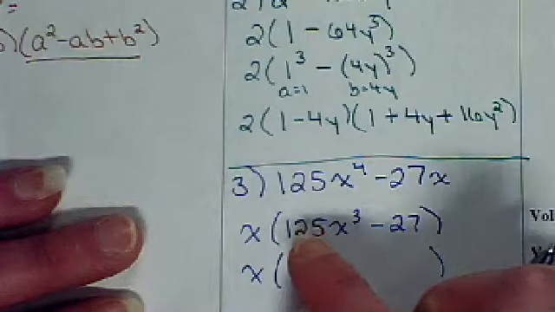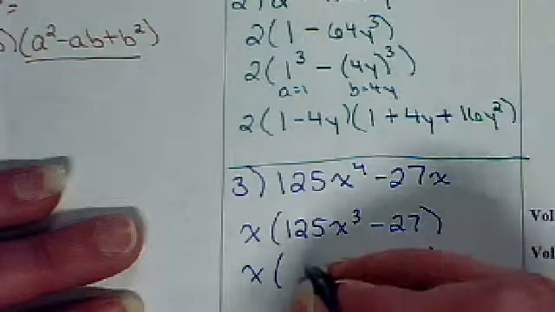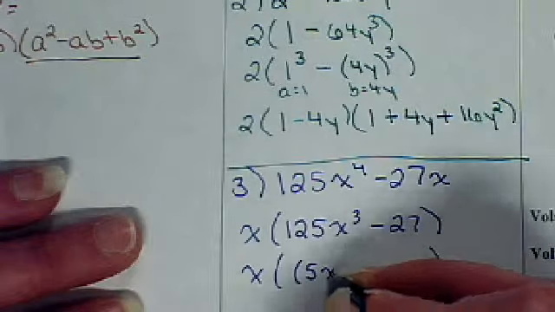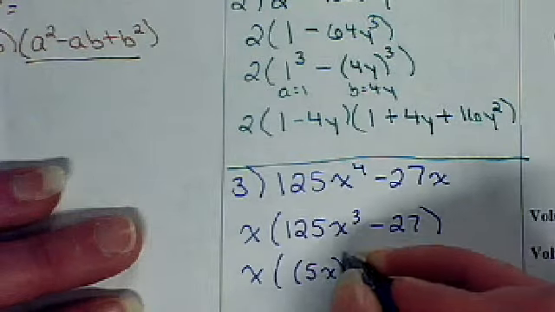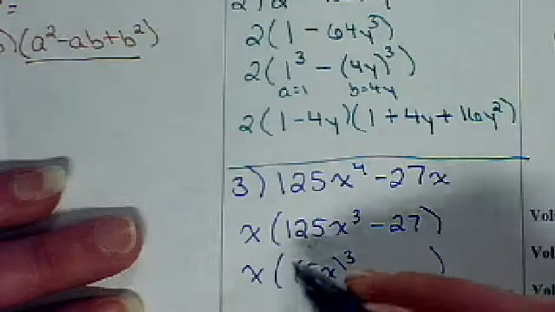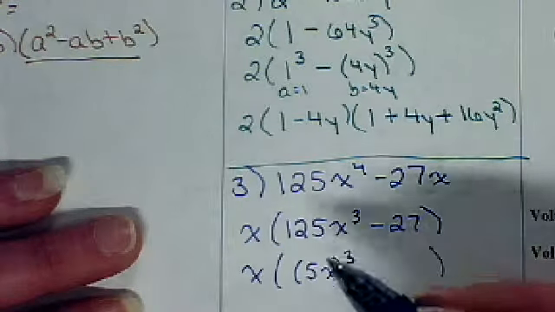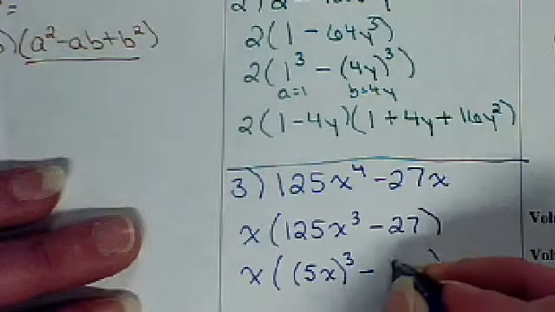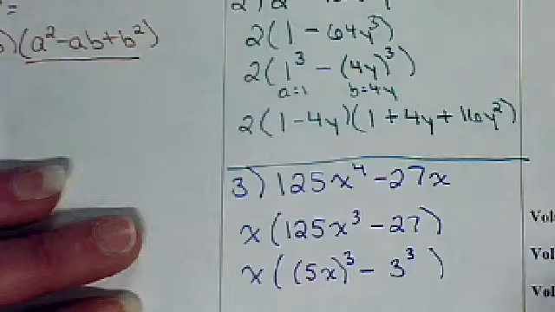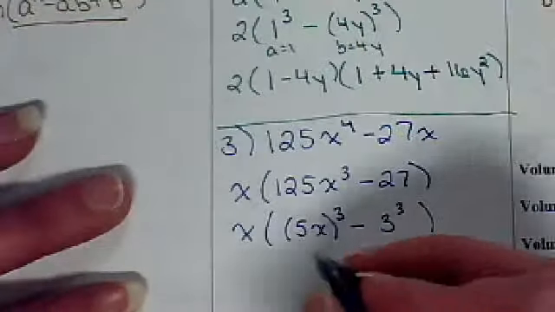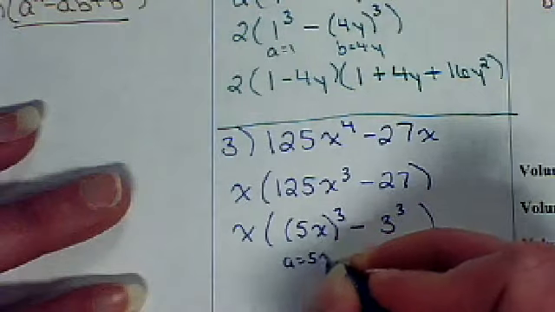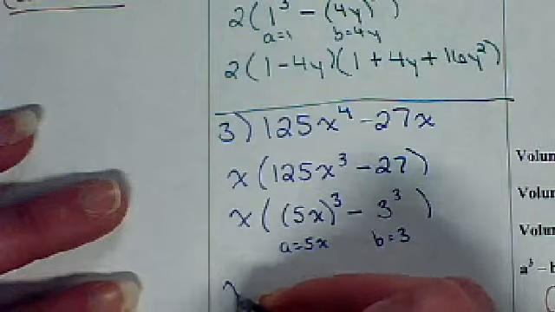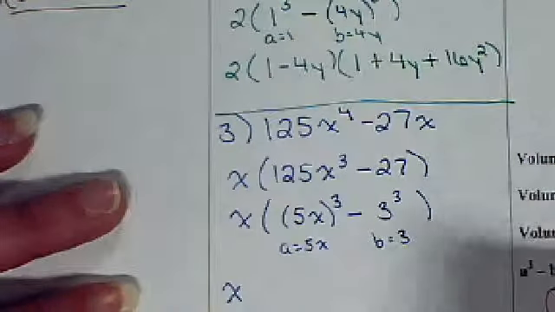What cubed would give me 125x cubed? Well, 5 cubed gives me 125, and x cubed gives me x cubed. So 5x together, if I cubed it, would give me 125x cubed. To get 27, I need to take 3 and cube it. So my A in the formula is going to be 5x, and B is going to be 3. The x got factored out of everything, so it still stays on the outside.